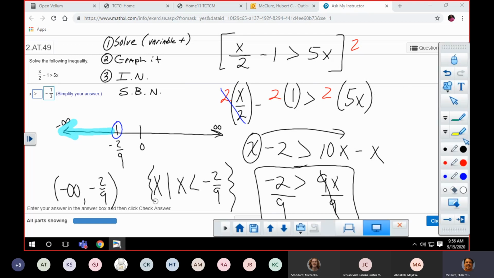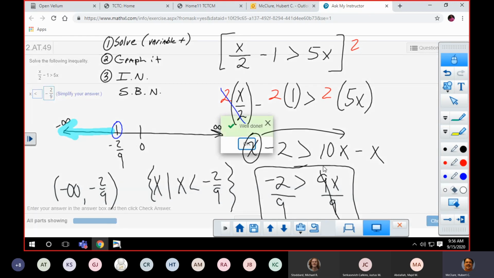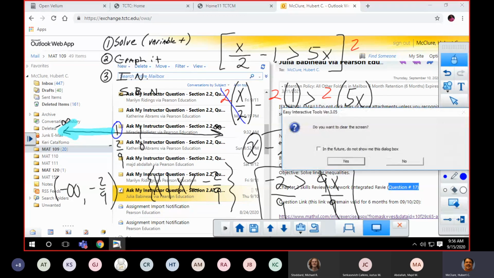So let's see if I'm right. See if I did the math right. X is less than negative 2/9, 2 and 9. And we feel good about ourselves. So that's a good question. Now let's look at other questions, and I'm going to delete that one.